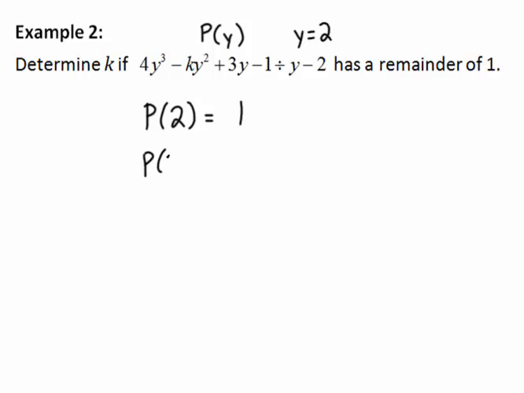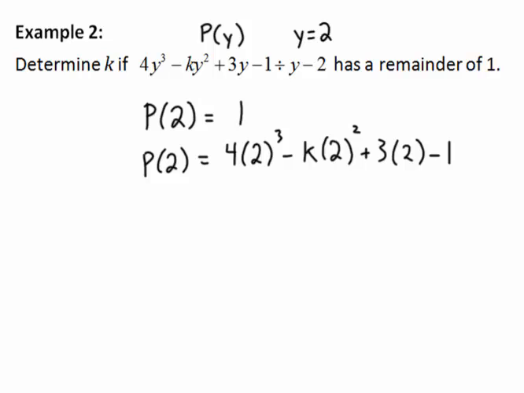Because if we were to put that value of 2 into the actual polynomial, we would get 4 times 2 cubed minus k times 2 squared plus 3 times 2 minus 1. And we know that that polynomial is equal to 1. So we can combine these two pieces together and write it like this: 1 equals, well, figure out the number. 4 times 8, 2 cubed is 8, is 32, minus 4k, plus 6, minus 1. And that then allows us just to do some simple algebra.